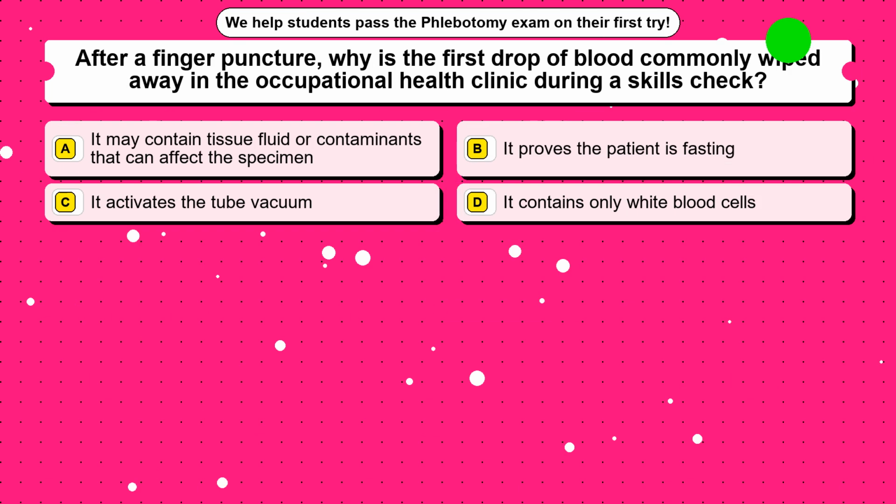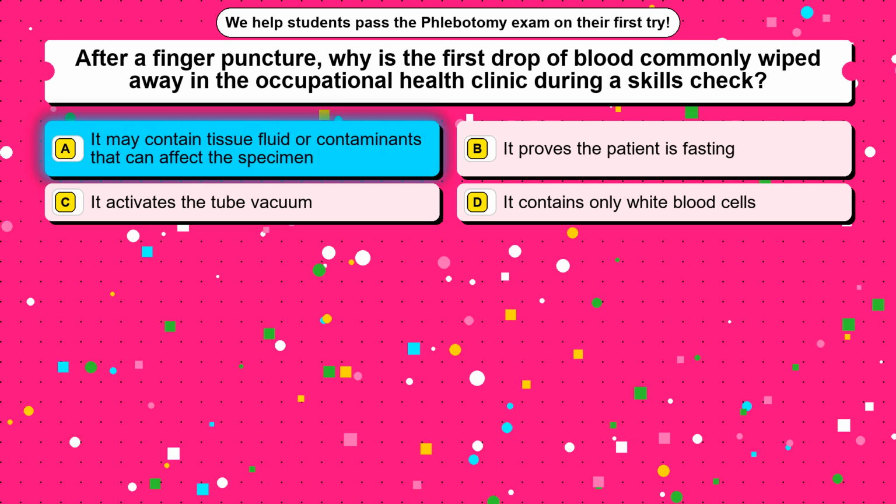Question 65. After a finger puncture, why is the first drop of blood commonly wiped away in the occupational health clinic during a skills check? Option A. It may contain tissue fluid or contaminants that can affect the specimen. Option B. It proves the patient is fasting. Option C. It activates the tube vacuum. Option D. It contains only white blood cells.